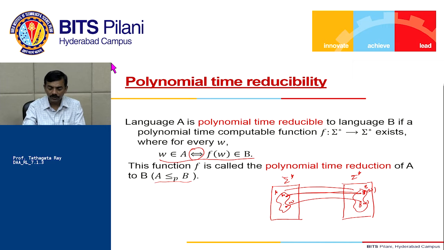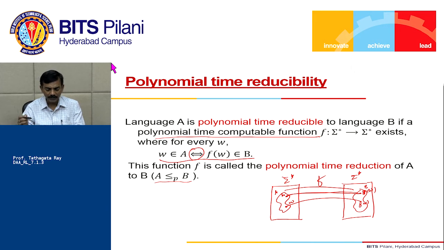If such a function f exists between sigma star and sigma star, that means it's a polynomial time computable function. This function should be able to evaluate f(w) in polynomial time. And if such a function exists such that w belongs to A implies f(w) belongs to B, and f(w) belongs to B implies w belongs to A, then we call this function a polynomial time reduction of A to B.